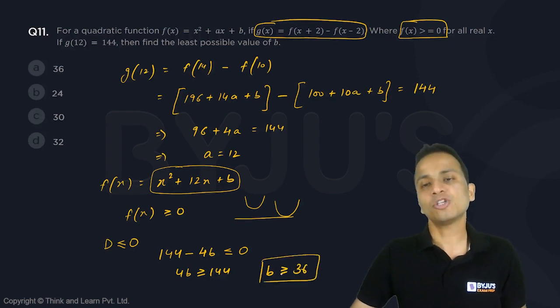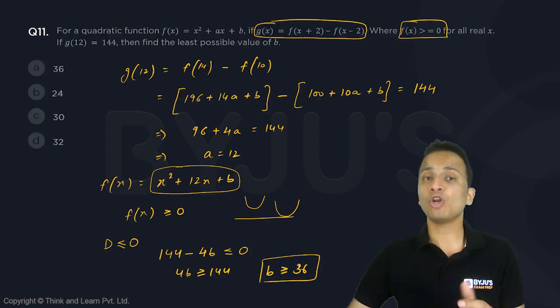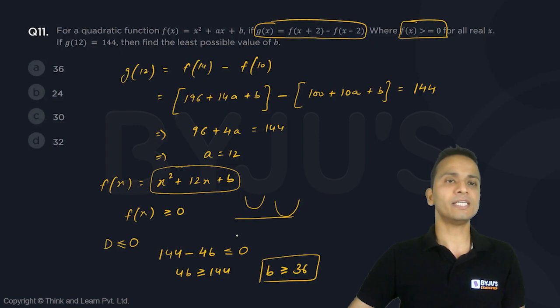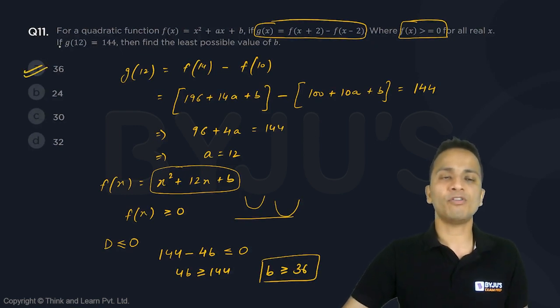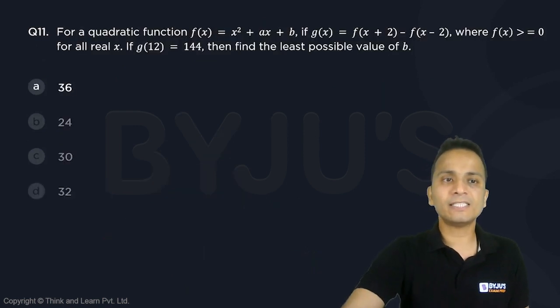Now the question is asking us to find the least possible value of b. Since b will always be greater than or equal to 36, the least possible value of b will be equal to 36, and 36 will be the correct answer for this question.